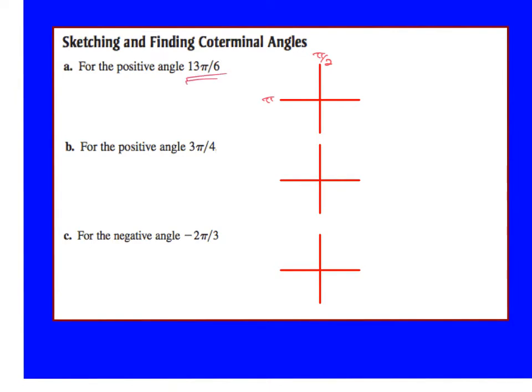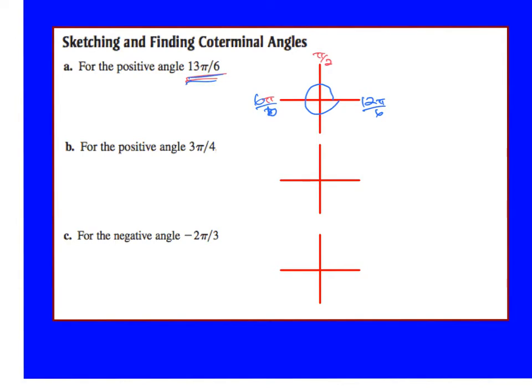Well, I want a common denominator of 6. So what do I want to think of pi as? 6 pi over 6, right? That's the same thing as pi. I'm just making a common denominator. So instead of 2 pi, how could I say that one? That could be not pi over 6, but 12 pi over 6. So 2 pi is the same thing as saying 12 pi over 6. So it definitely goes around my entire circle at least once, right?